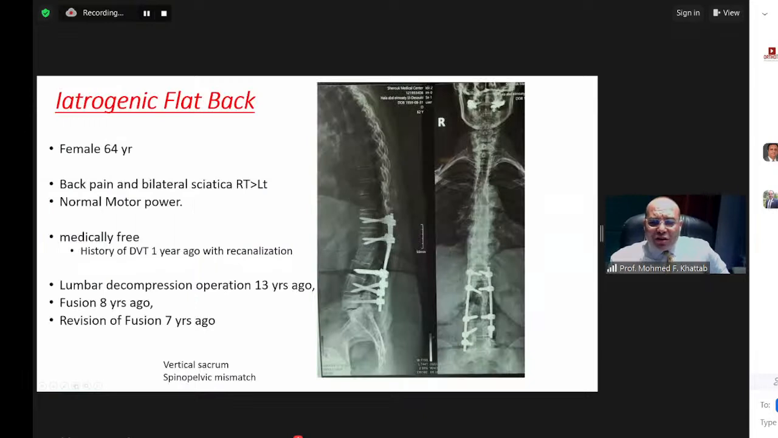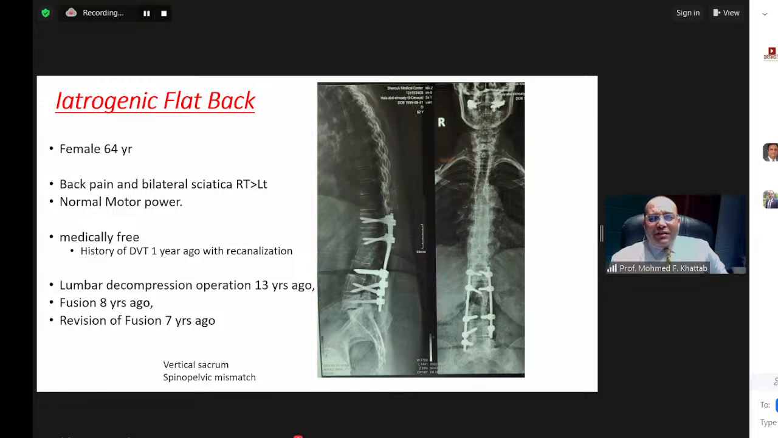Not only is pedicle subtraction osteotomy indicated for stiff spine due to inflammatory causes or congenital causes, but sometimes we face cases with iatrogenic flat back. Like this female patient, 64 years old, presented with back pain, bilateral sciatica, medically free, only with history of DVT 1 year ago and recanalized. And she is on some medications to avoid DVT. It is important to stop these medications before doing the surgery.